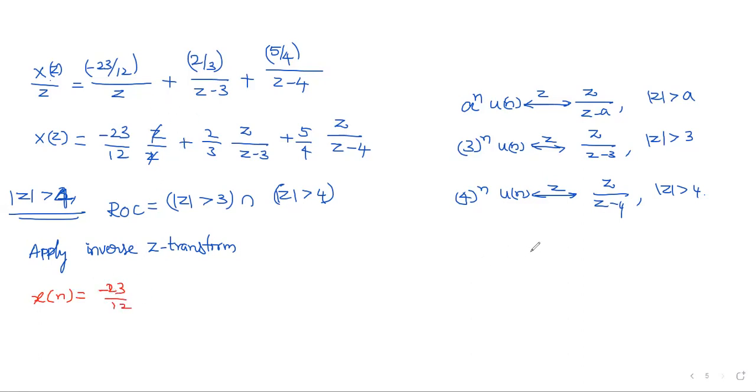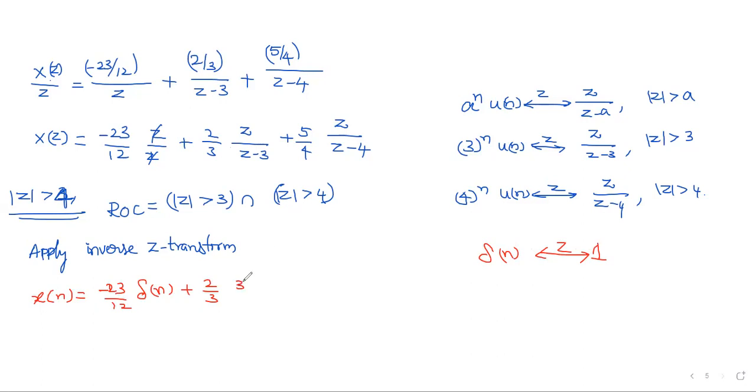Is there. For what signal will the Z transform be 1? That will be delta of n. Delta of n Z transform is 1. So now minus 23 by 12 delta of n plus 2 by 3. Here ROC is right sided. That is what we got here.